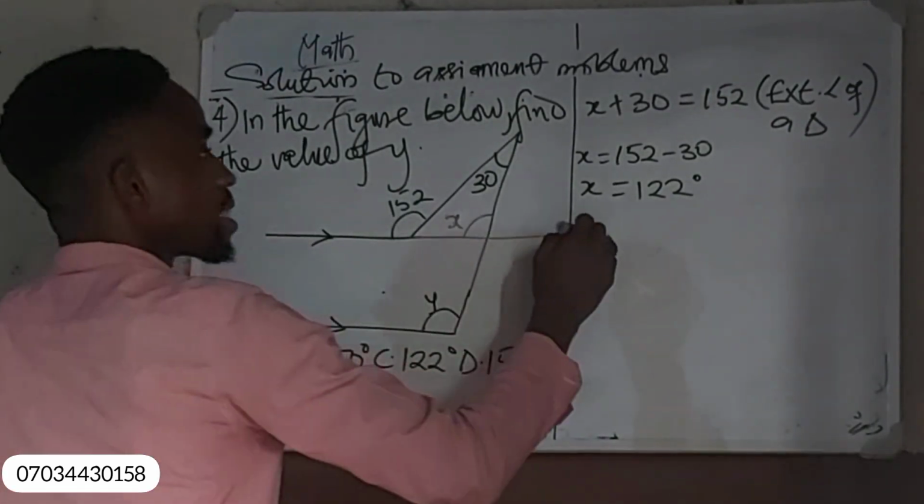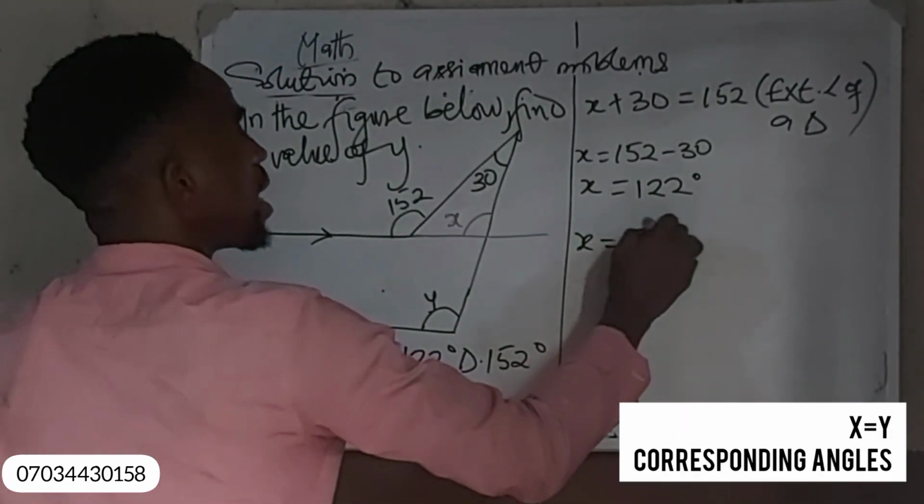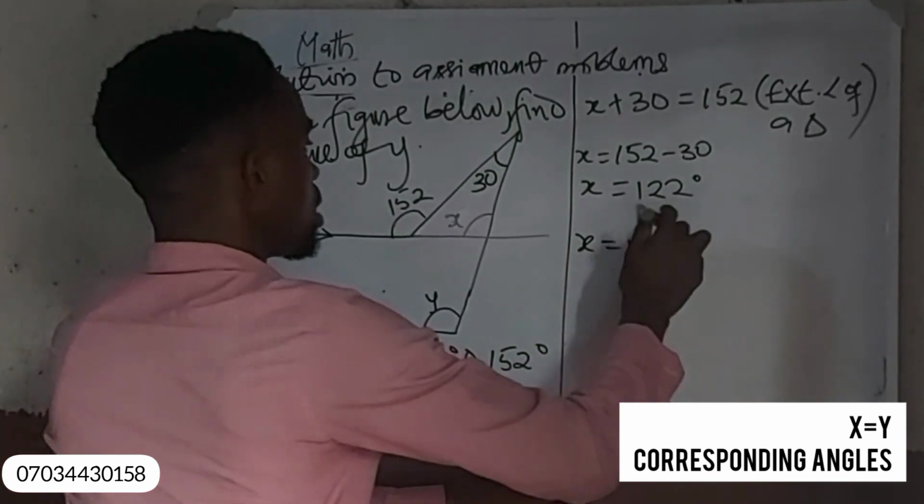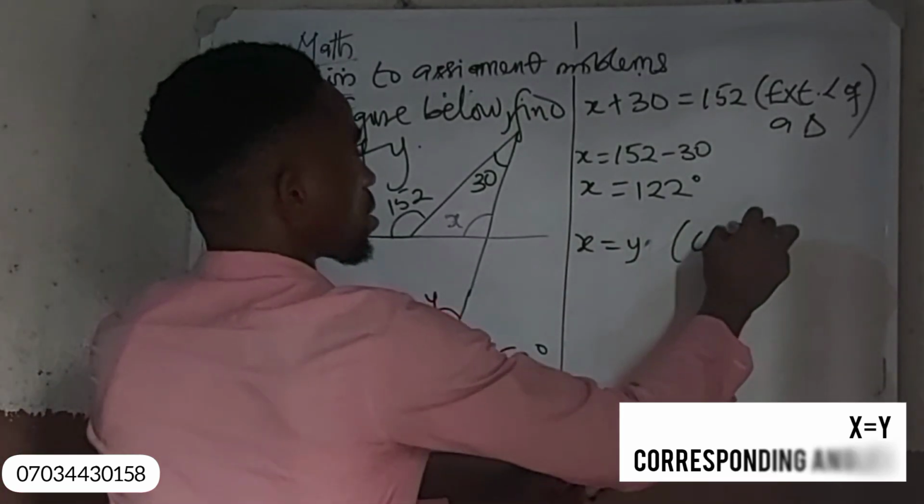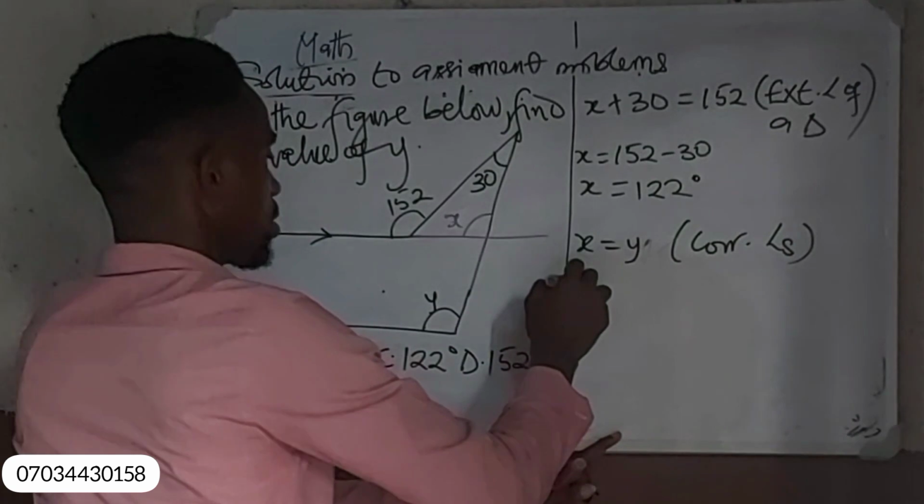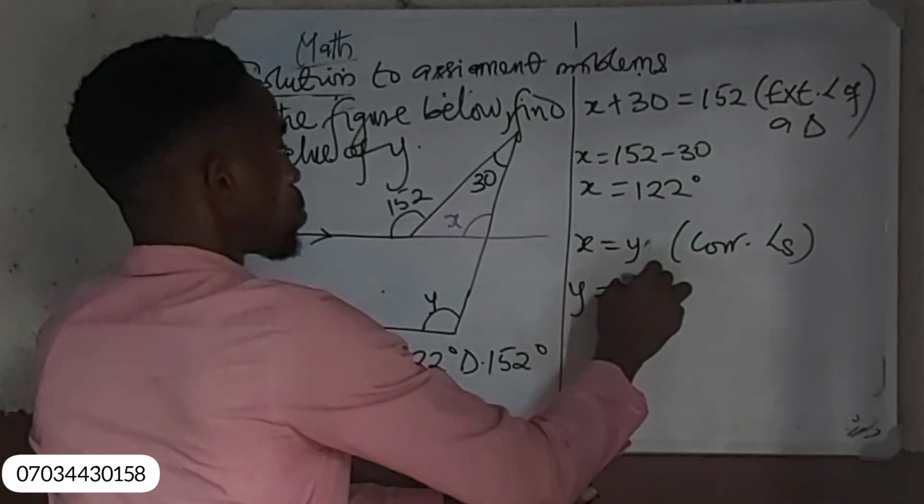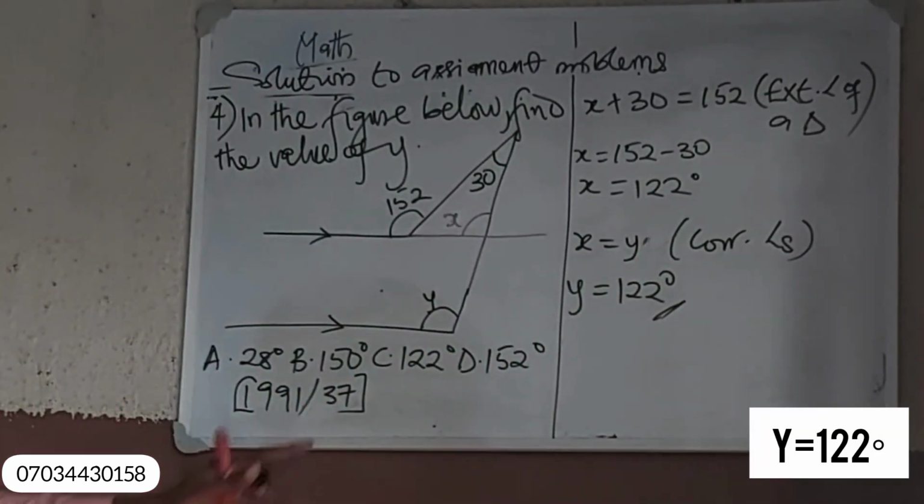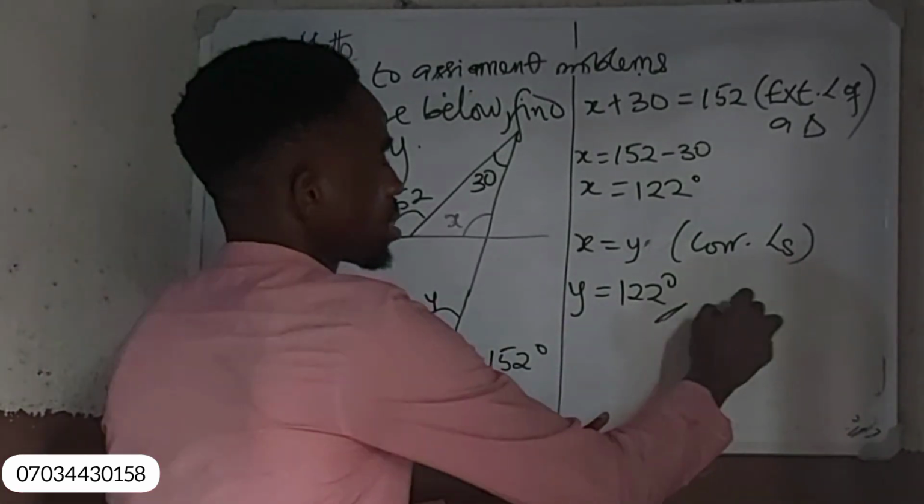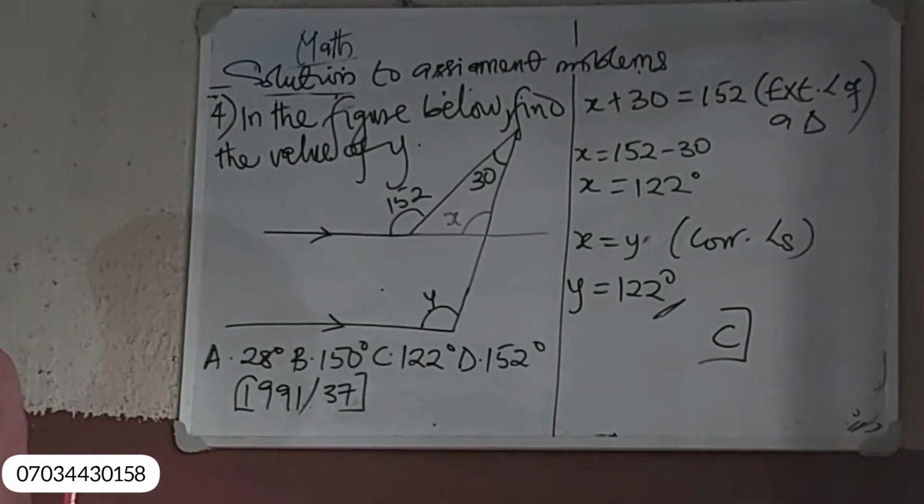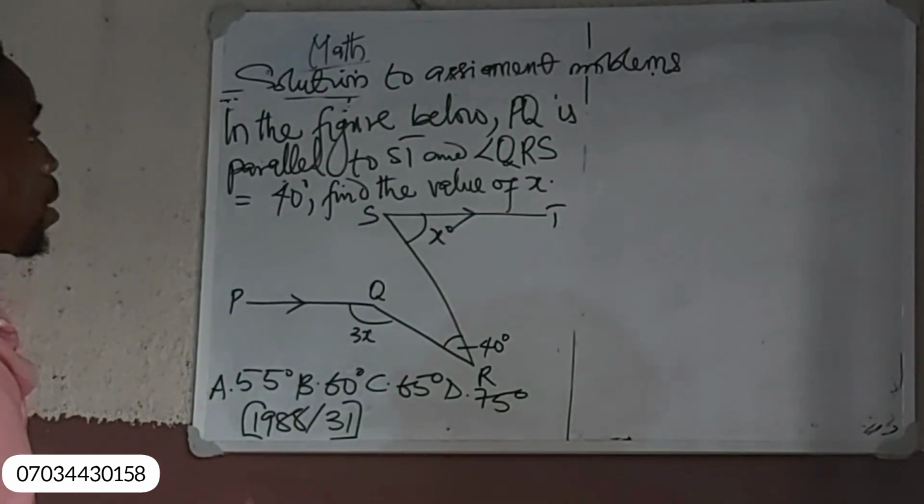And then I will say that x and y are equal. The reason is because they are corresponding angles. Therefore, y is 152 degrees. So our answer is option C. That's our answer.